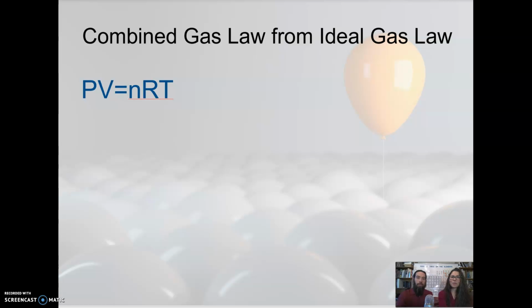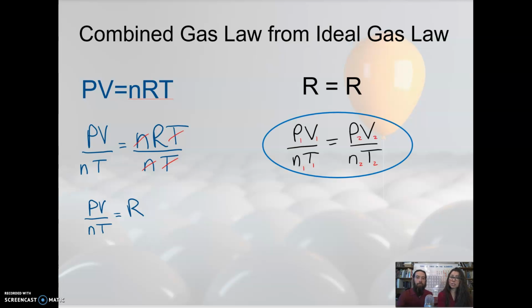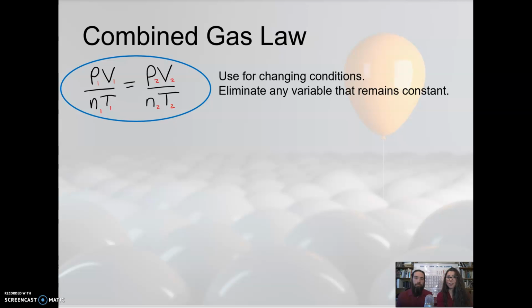So we're going to derive the combined gas law from the ideal gas law. If we start with PV equals nRT and we divide both sides by nT, we get PV over nT equals R. Well, we talked about R. R is a constant, so R is always R. And if we say R equals R, that means that PV over nT also equals PV over nT. So this is where the differing sets of conditions comes in. If you change conditions, then the gases will still follow this PV over nT equals R.